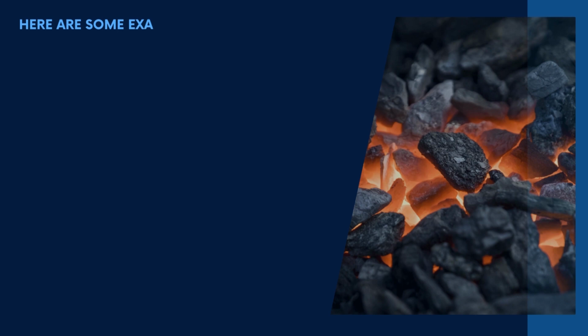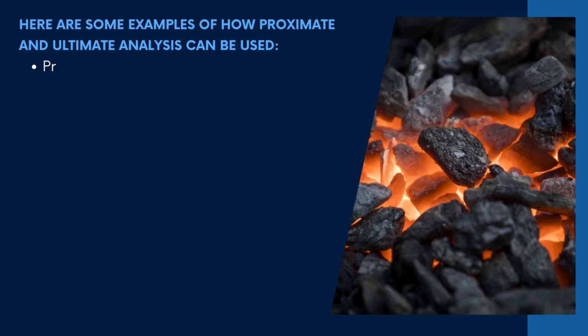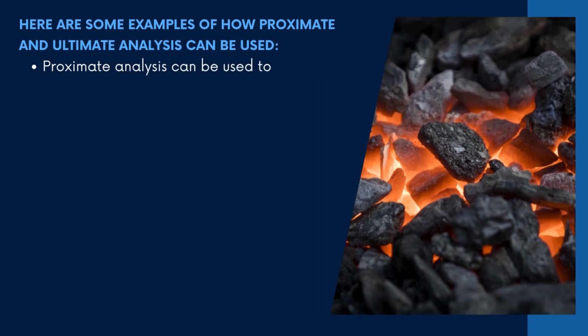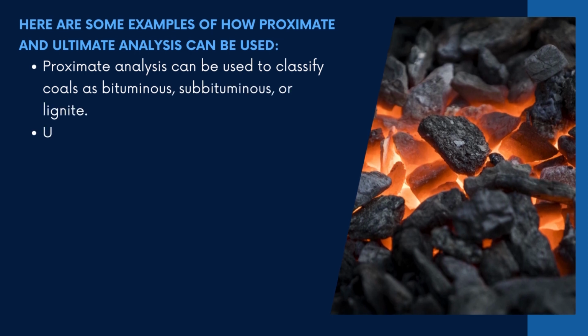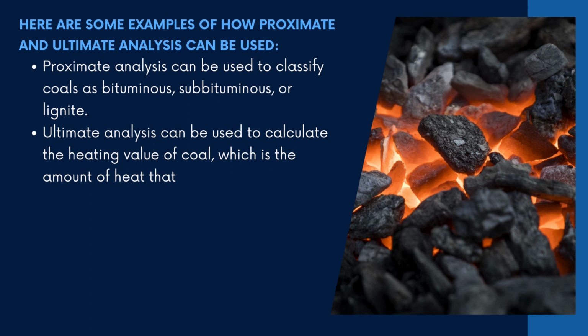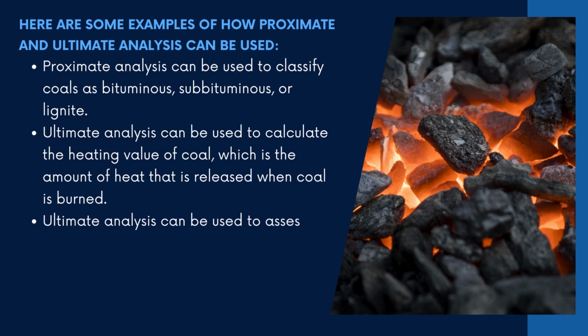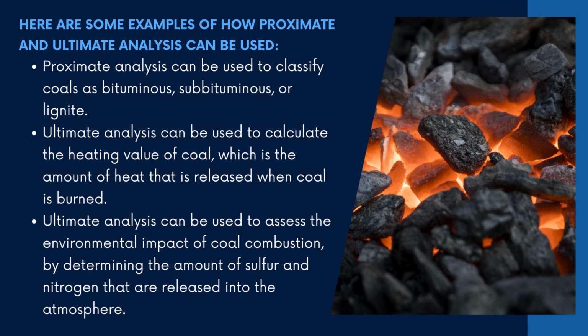Here are some examples of how proximate and ultimate analysis can be used. Proximate analysis can be used to classify coals as bituminous, subbituminous or lignite. Ultimate analysis can be used to calculate the heating value of coal, which is the amount of heat that is released when coal is burnt. Ultimate analysis can also be used to assess the environmental impact of coal combustion by determining the amount of sulfur and nitrogen that are released into the atmosphere.